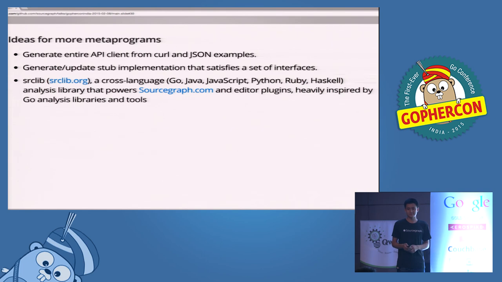So if this is something that gets you excited, if you're excited about improving the productivity of programmers across many different languages at once, consider contributing to SourceLib. And so, yeah, that's basically my talk. I just want to leave you with this mission. Having seen these examples, I want you to go home and think about some awesome metaprograms that you can write and automate away tedious tasks that we all do every day as programmers, and then release them and share them with the rest of the Go community.